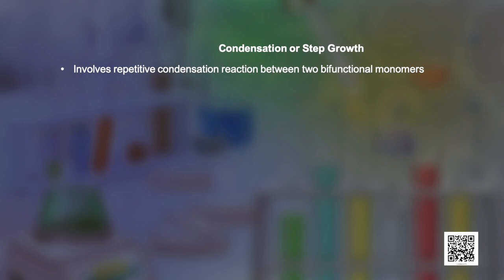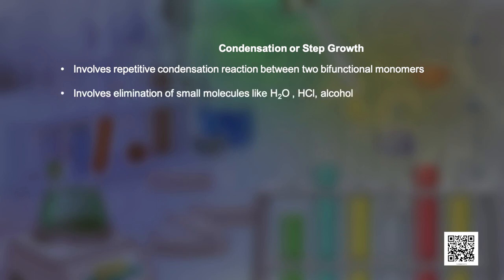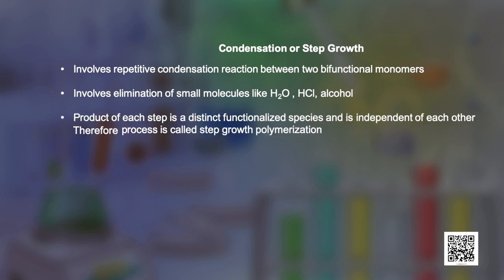While condensation or step growth polymerization generally involves a repetitive condensation reaction between two bifunctional monomers. These polymerization reactions may result in the loss of some simple molecules such as water, alcohol, and lead to the formation of high molecular mass condensation polymers. In these reactions, the product of each step is again a bifunctional species and the sequence of condensation goes on.